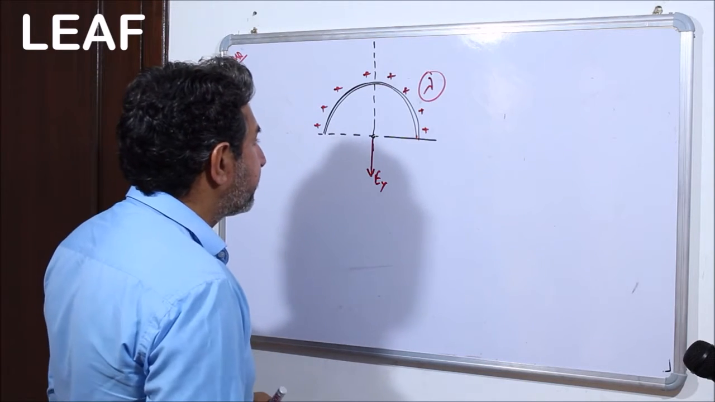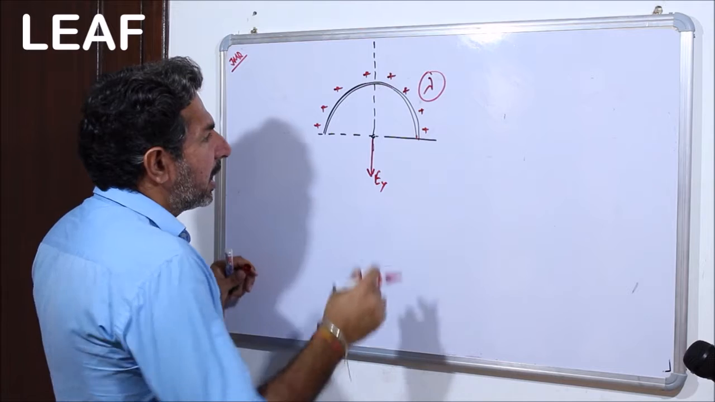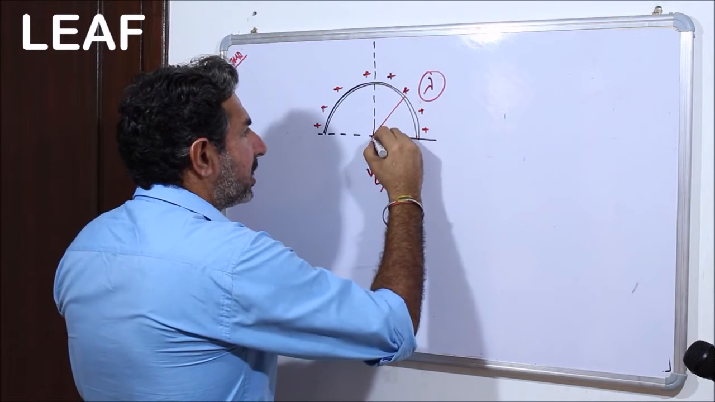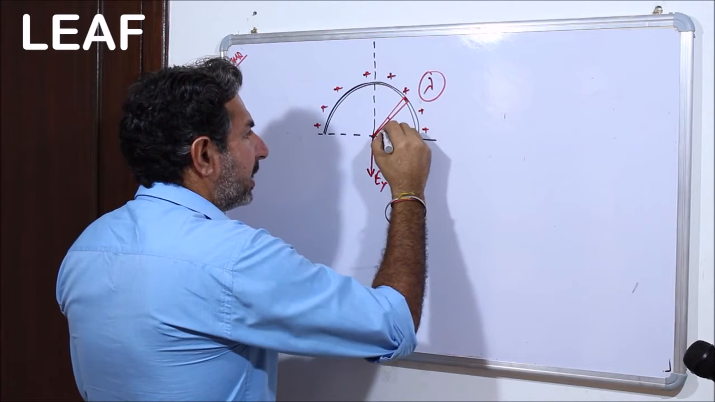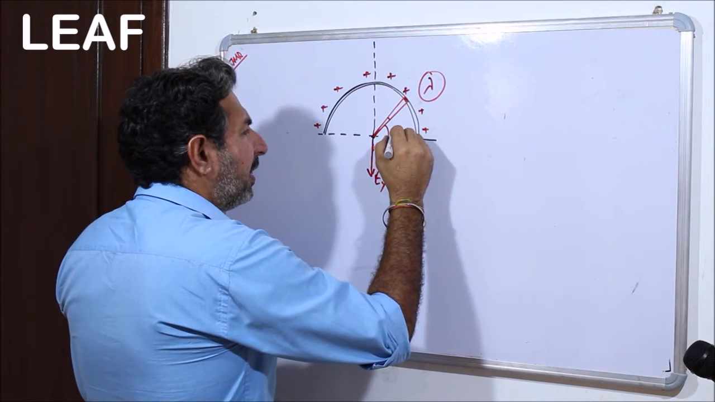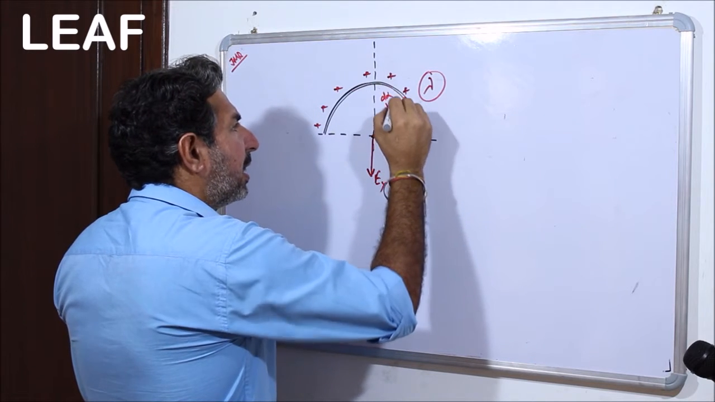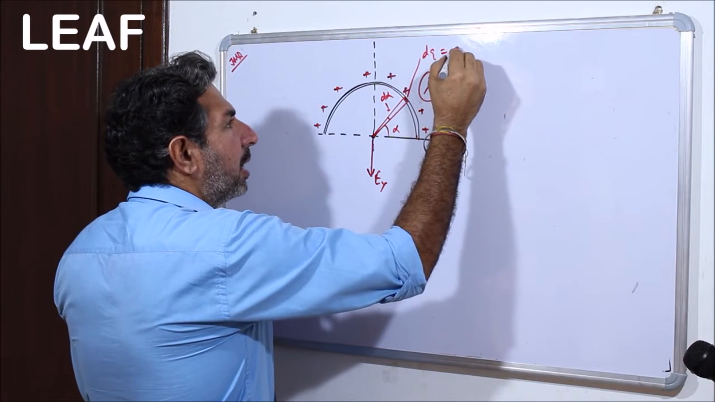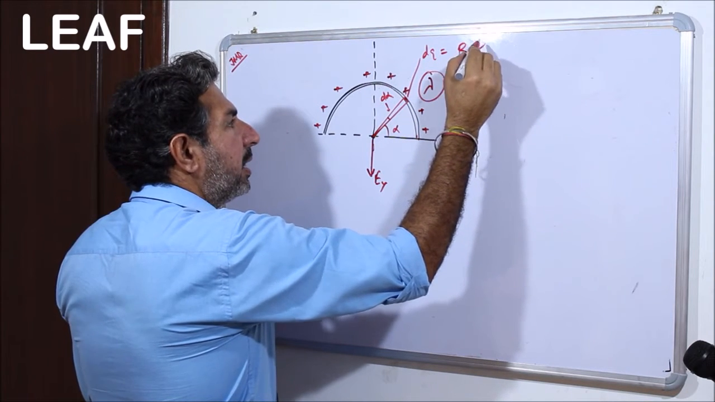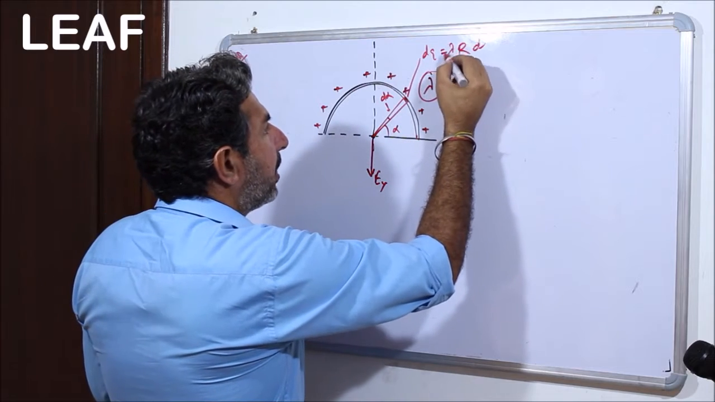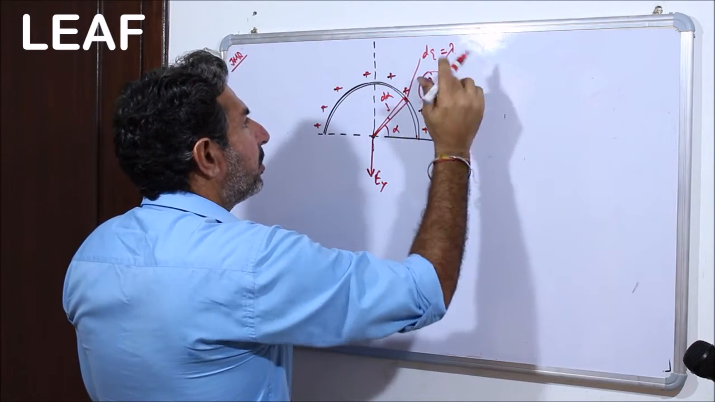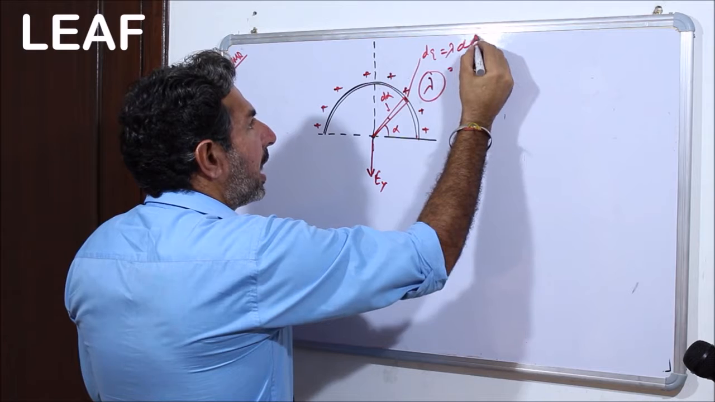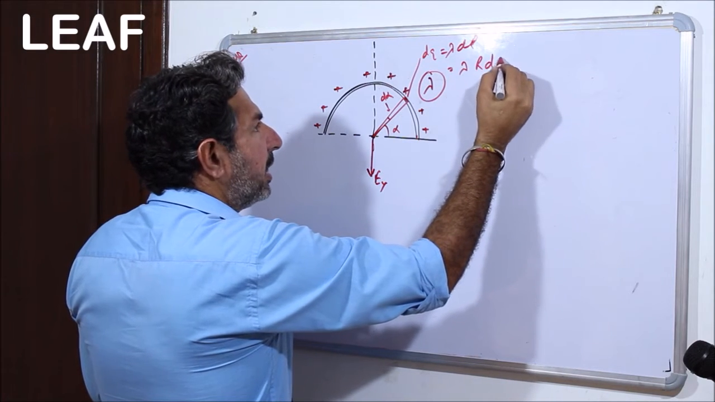Still, what I'm going to do is take just a segment of it and say this angle is alpha, this can be d alpha, and this is dq, which is equal to lambda into dl, and dl is r d alpha.